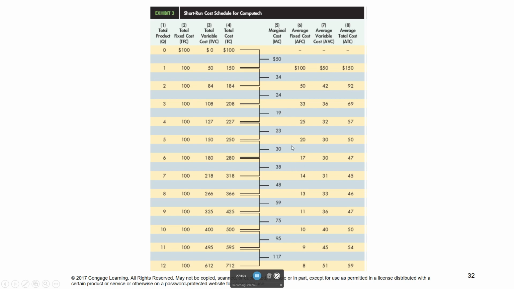And you can see we go here, so forth and so on. If you want to look at this more, pause the video and go through all the examples, and it'll help you understand how we calculate these marginal cost, average fixed cost, average variable cost, and average total cost amounts at each unit of output. But I'm going to go on.